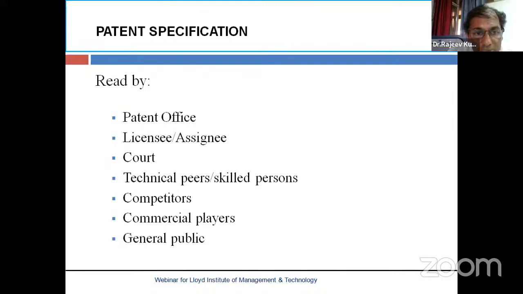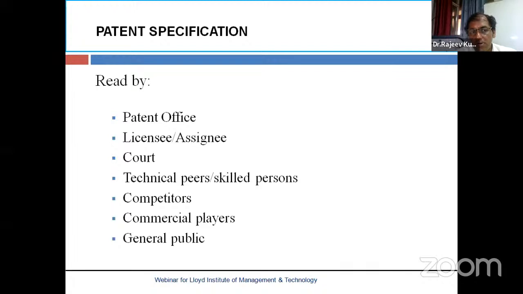specifications. Specification means when you write a patent, the complete text is called patent specifications. So before you are granted the patent, these specifications are being checked and read by the patent office. And also, after the grant of your patent, if anybody is interested to take a license of that technology, so your licensee or your assignee, they will also be going through the specifications to know how much strength does your patent have, right?